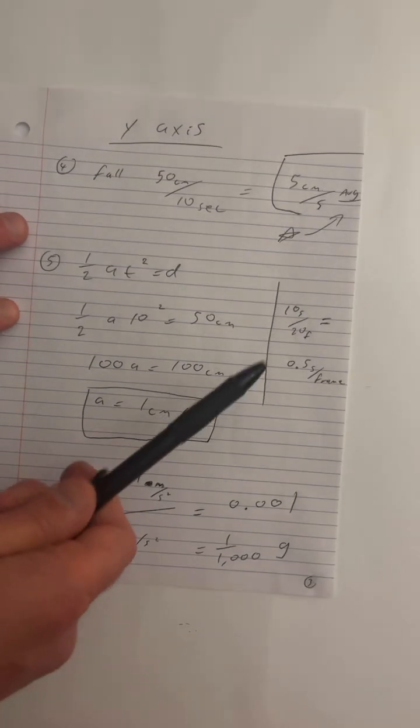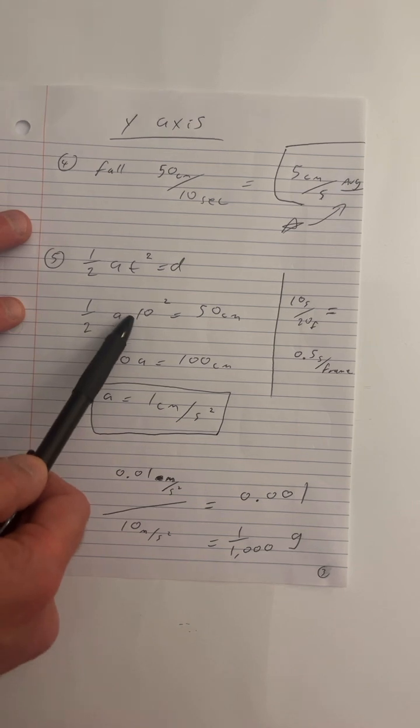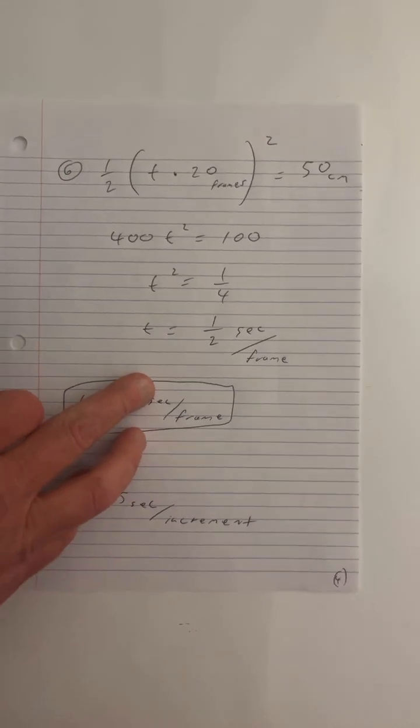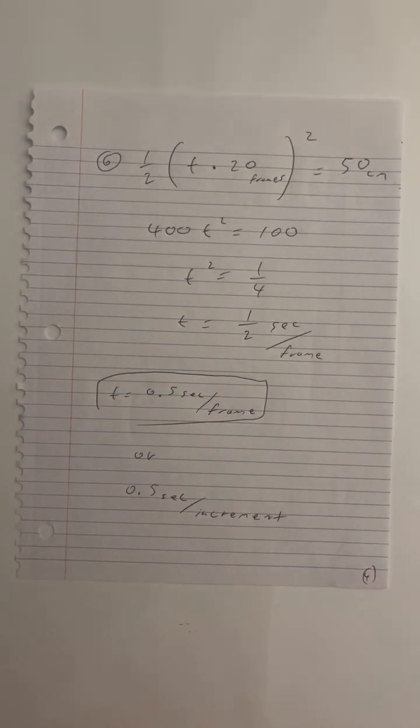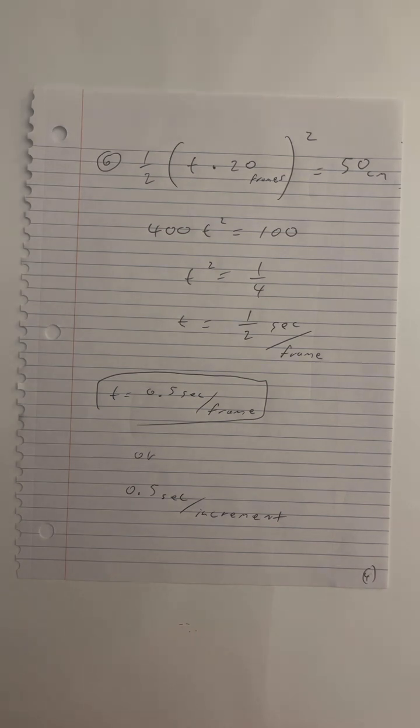Quick math on the frame rate here too. This is 10 seconds per 20 frames. I plugged in 10 right there, and that gives me 0.5 seconds per frame. But then I can also do it like this as well. Get that even there. Take our 1/2 at squared. And here's the deal.